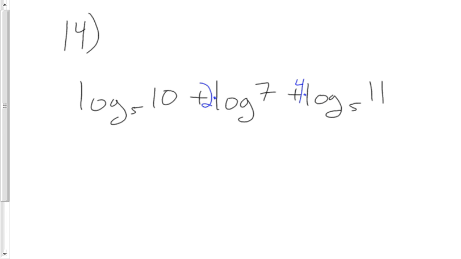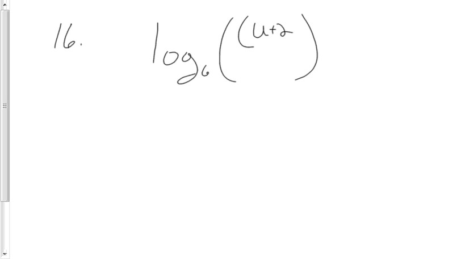Okay, then if you look at number 16, so we have 1, 2, 3. We have 3 different logs that are all going to combine to be one log, all base 6. We have one positive log, so whatever was inside that log is on top. So u plus 2. And since there was a 2 in front of that log, that 2 becomes its exponent. So it's u plus 2 squared because of the 2 in front.